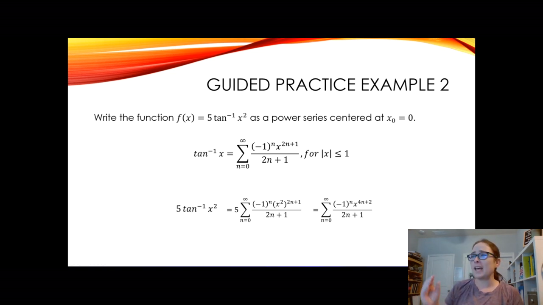On the assessment, on the exam, I'm going to have you do both methods, so it's a good idea to practice using this shortcut and using the original series formula.